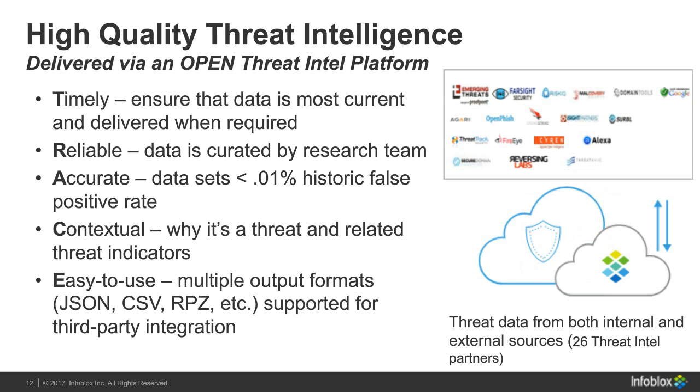So what our customers get is timely, reliable, and accurate data, right? That's also actionable, so you can take action on these threat indicators, and it's also contextual. So you get more information on why a certain threat indicator is a threat and any other related incidents that have happened. We support multiple output formats: JSON, CSV, RPZ, etc. And if you have an on-premise DNS security solution from Infoblox, you can even share this threat intel with your other security tools that you're using, for example, next-gen firewalls, SIEMs, or proxies.